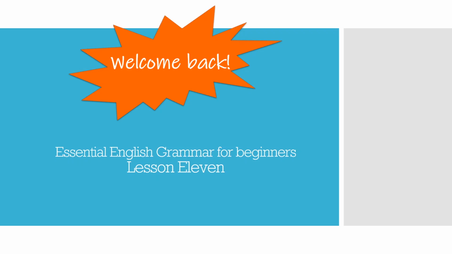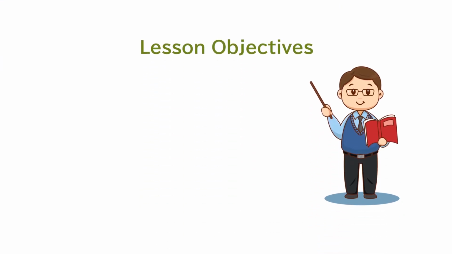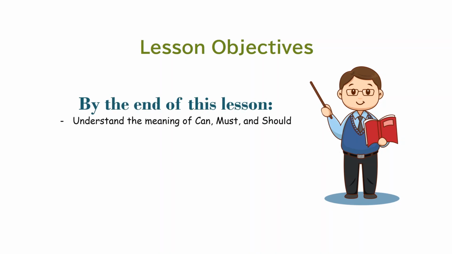In today's lesson, we are going to learn three powerful words that will help you speak English more naturally: can, must, and should. These words help you express ability, necessity, and advice. By the end of this lesson, you'll understand the meaning of can, must, and should. You will learn how to use them in your sentences and you will avoid common mistakes. Let's get started.